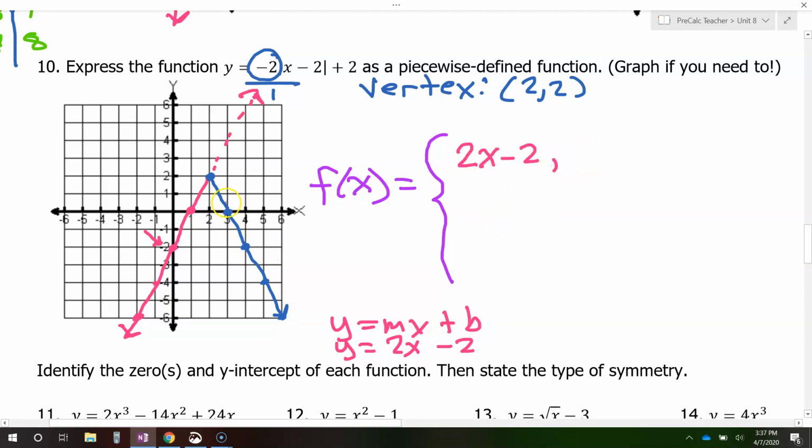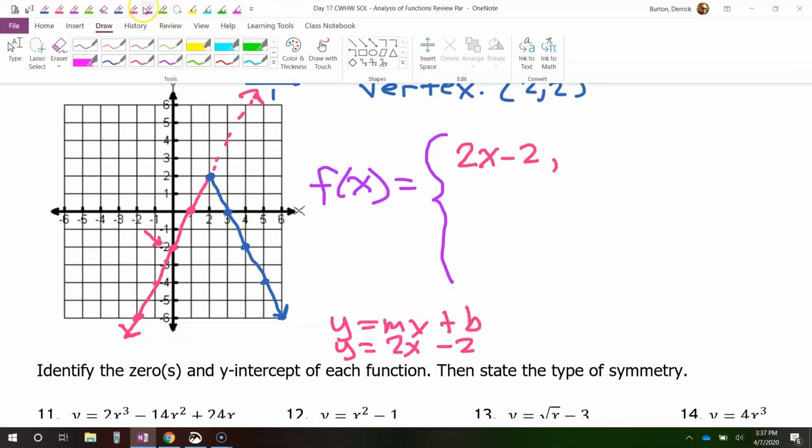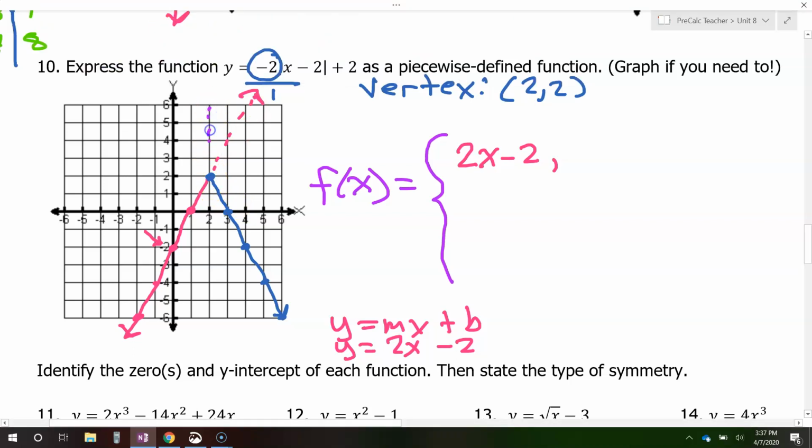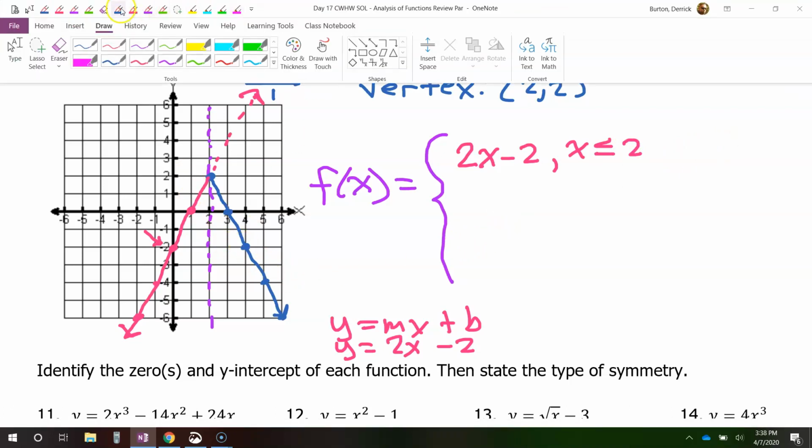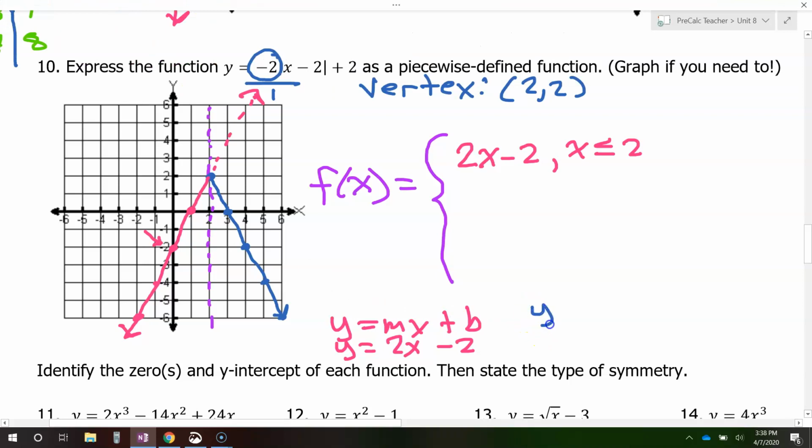All right, now let's go ahead and say the domain of this piece. This piece is happening to the left of 2. So the domain is going to be x is less than or equal to 2. All right, now let's do the blue part. And again, I'm thinking about y equals mx plus b. The blue part has a slope of negative 2. All right, I pulled that right off the function in the first place, but it's a slope of negative 2.